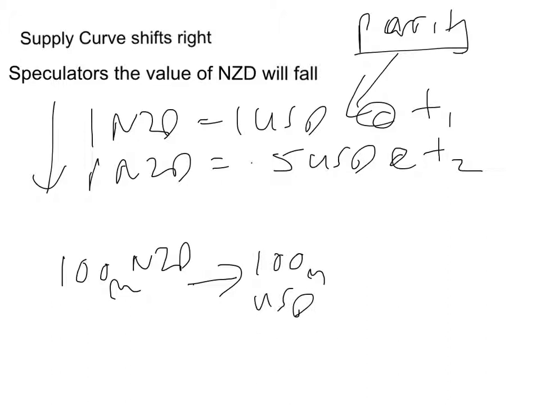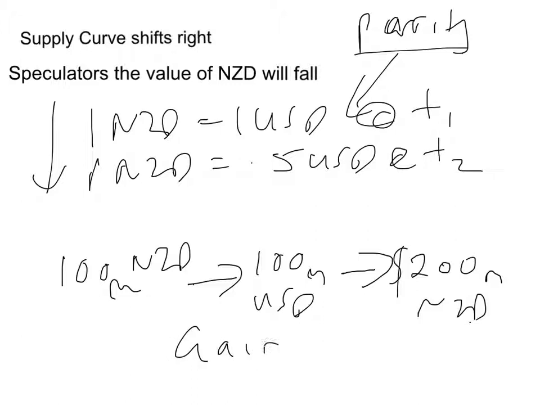Then I'd wait. That exchange rate change happens. And then what I do is I convert that 100 million US back into New Zealand dollars, and I'd get 200 million New Zealand dollars. That's not a bad gain, is it?